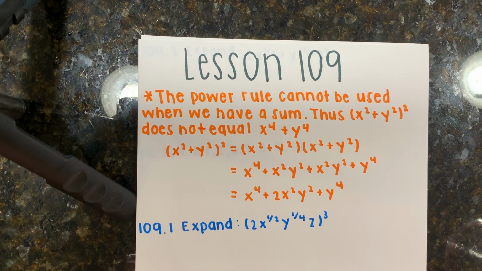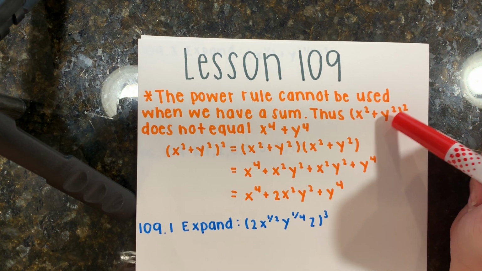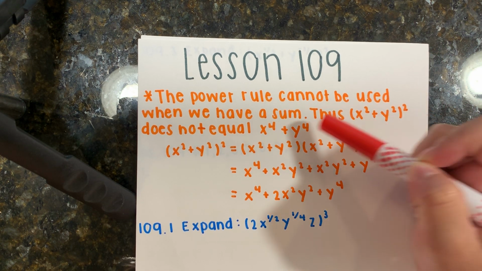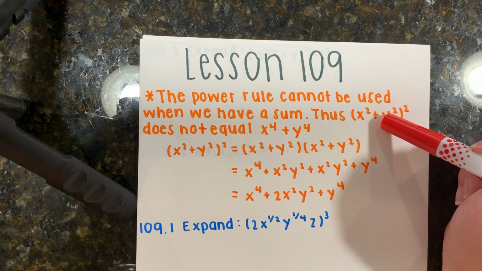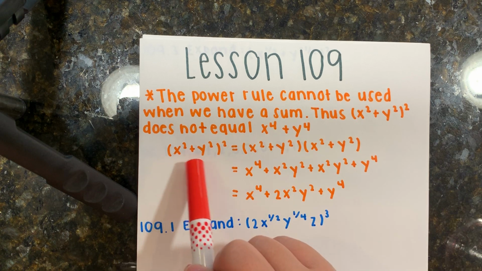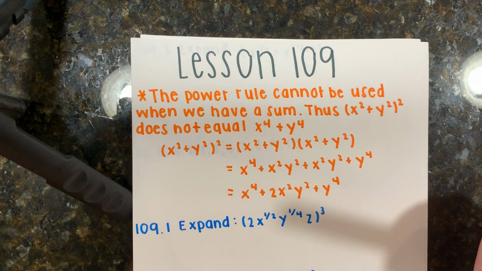Today we're going to be going over lesson 109. And this is more on expanding. Something that you need to note is that the power rule cannot be used when we have a sum in the parentheses. So if you see something like x squared plus y squared to the power of 2, it does not just equal x to the fourth, y to the fourth. You can't just distribute that 2 to the exponent. But what you actually have to do is expand it like this.